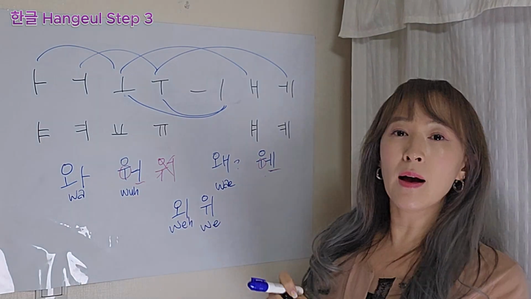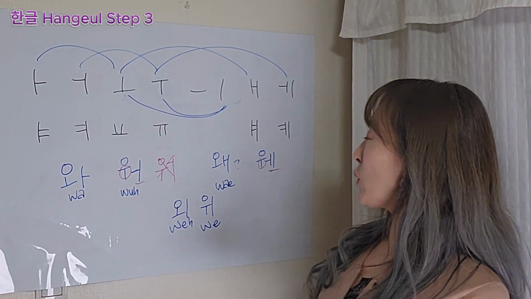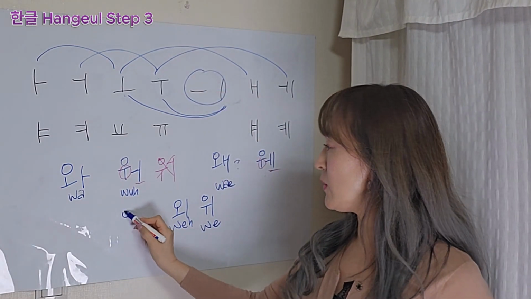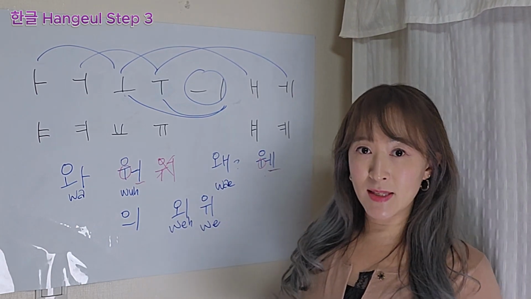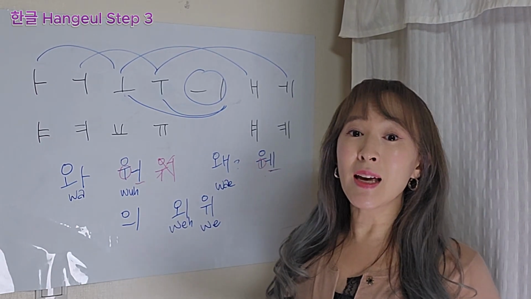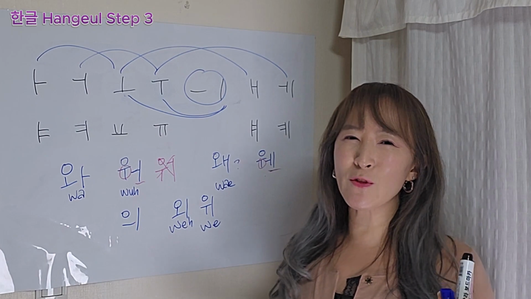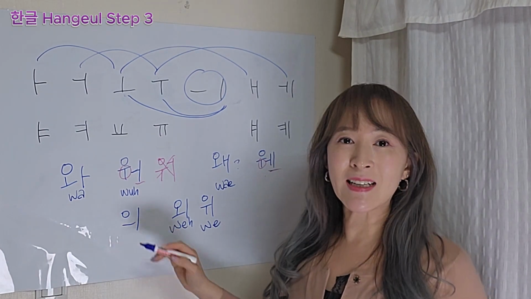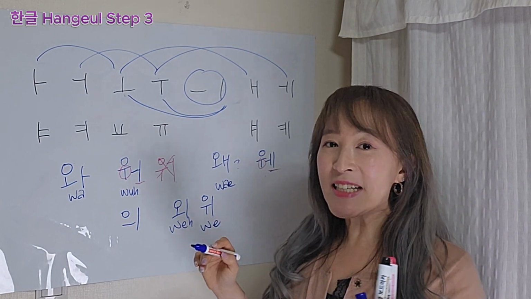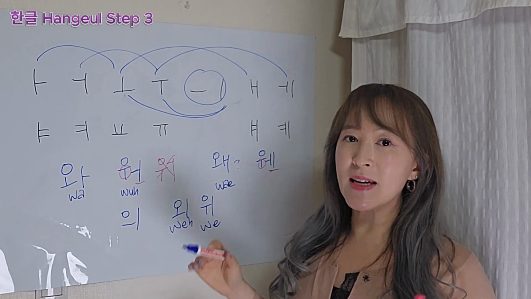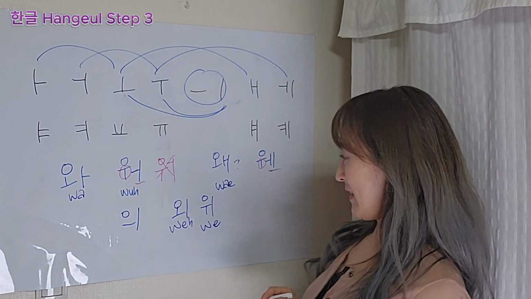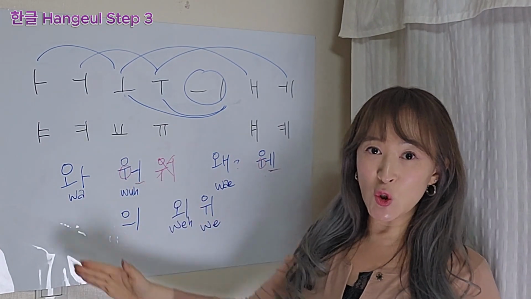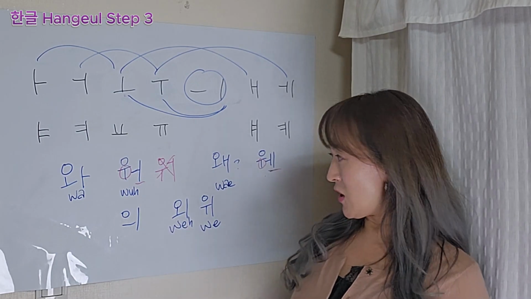Okay. And finally, the last one we have here is this and this together. So this is probably one of the most difficult syllables to pronounce. It's ui, quickly, ui. Okay, so now we have these 7 new double vowels here.